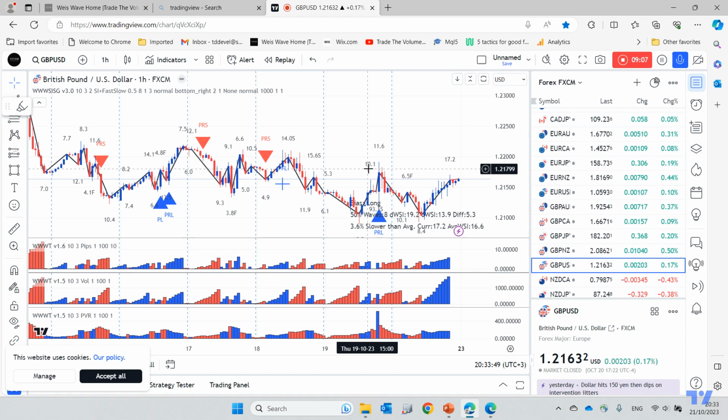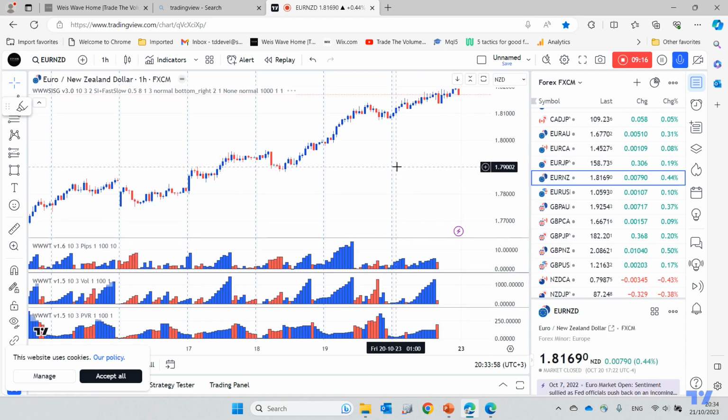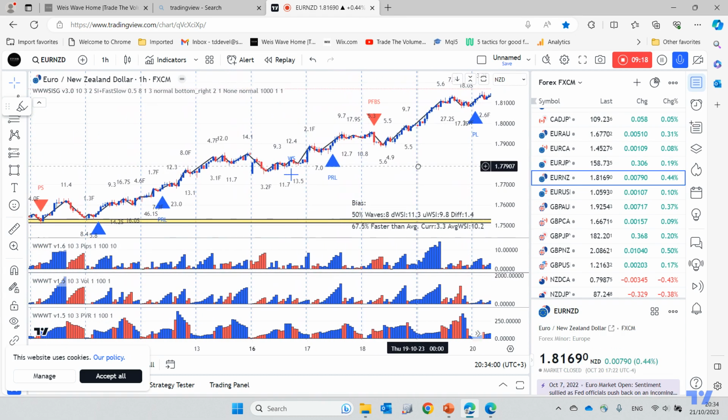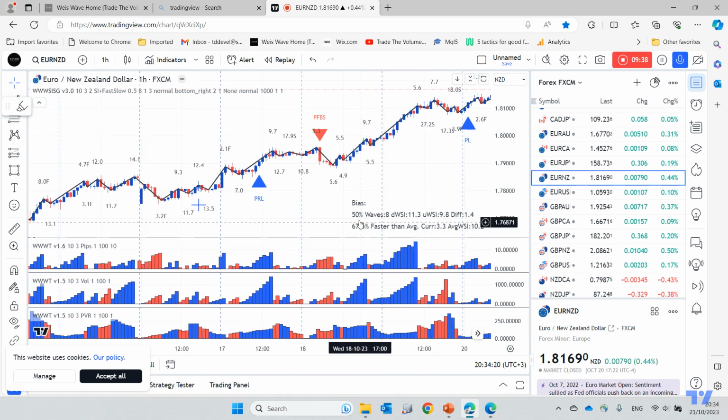Now, let me go to one pair which I saw and it was tradable, and I will show you a bit from the history and the beginning. Now, look at this pair. That's Euro New Zealand. Look at the waves, look at the lines. We are in an uptrend and the blue waves are higher than the down waves. So this is a clear, nice chart.